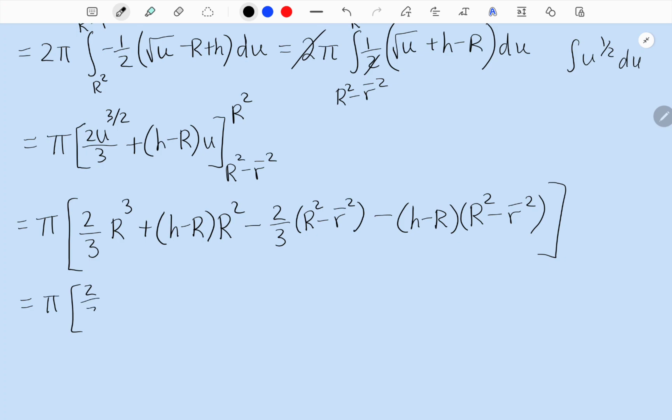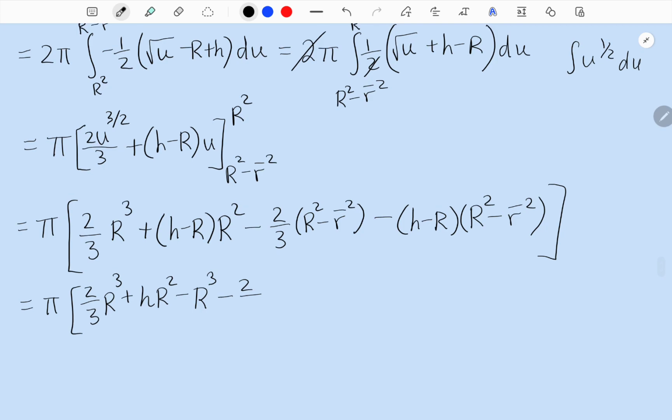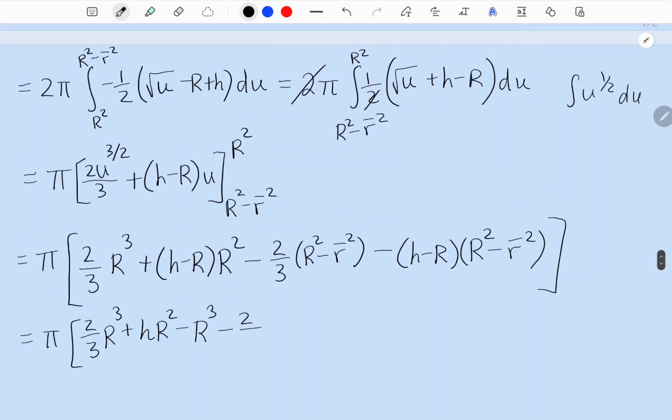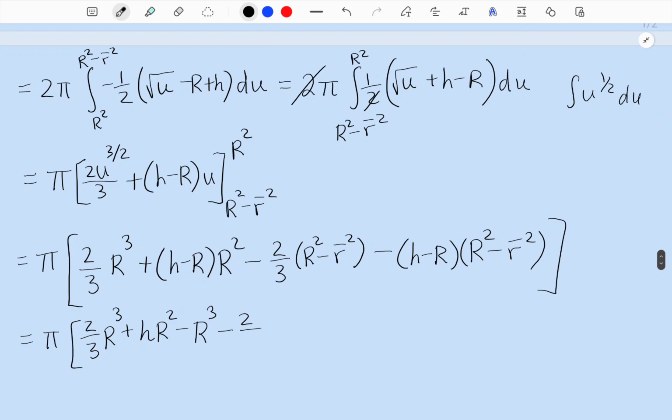So this is going to be 2 over 3 r cubed plus, I could do h r squared minus r cubed, okay, and then minus 2 over, there should be a, I think I messed up somewhere. There should be exponent 3 over 2 here, okay?